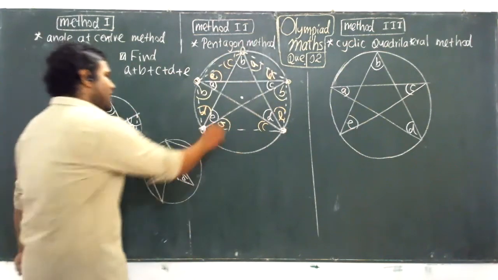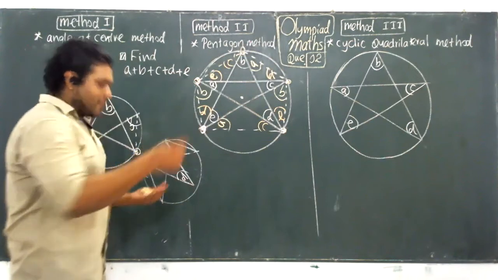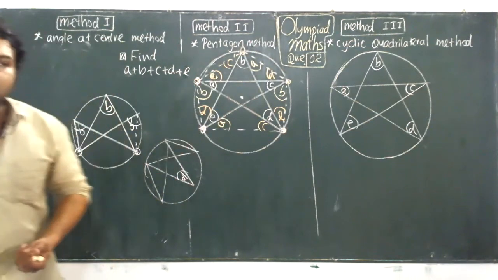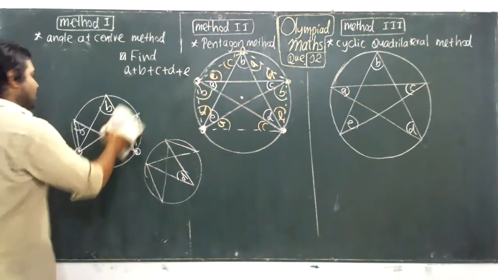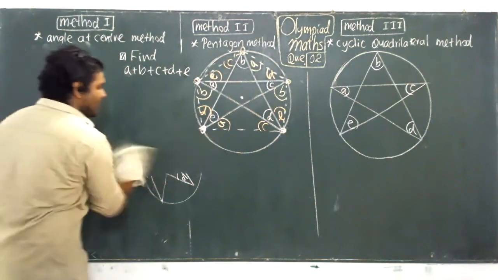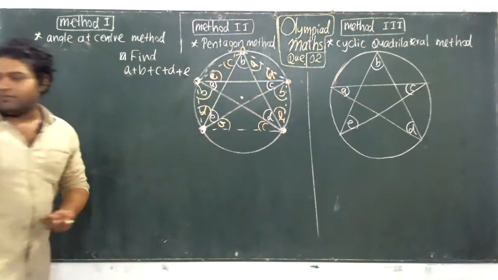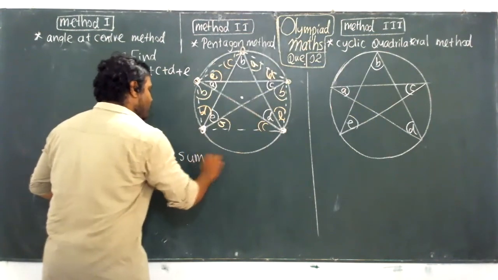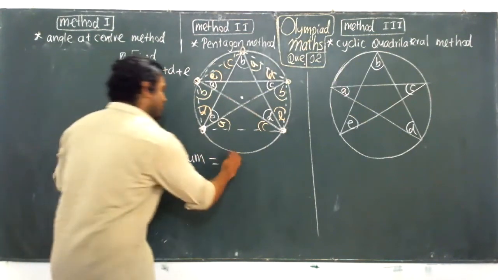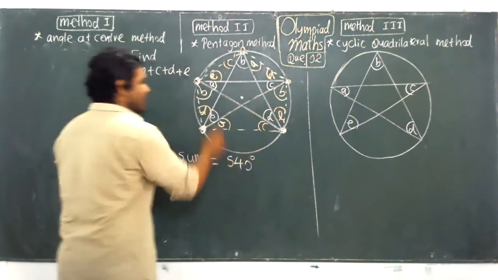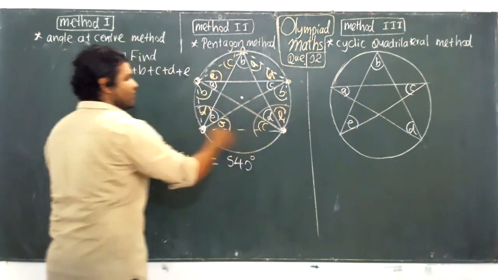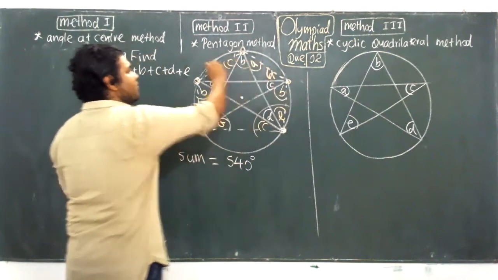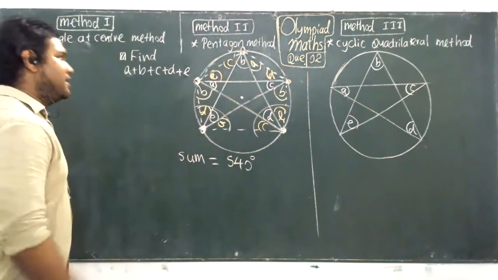Ready? Now, what is the sum of the interior angles in a pentagon? That's what you have to remember. Can you remember the sum? It is 540. There are 5 angles: 1, 2, 3, 4, 5. Then get the sum.